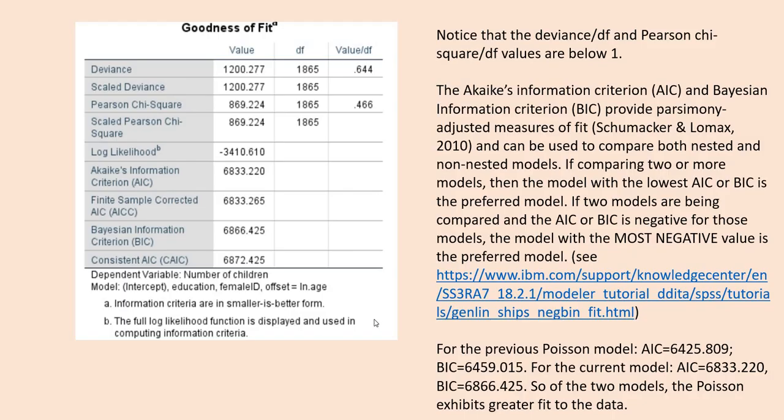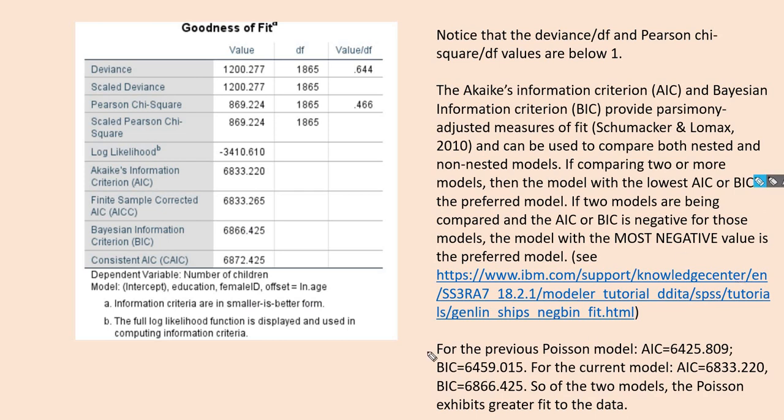So once again, Akaike's information criterion and Bayesian information criterion provide parsimony-adjusted measures of fit and can be used to compare both nested and non-nested models. If comparing two or more models, then the model with the lowest AIC or BIC is the preferred model. And if the AIC and BIC are negative for the models being compared, then the model with the most negative value is the preferred model.